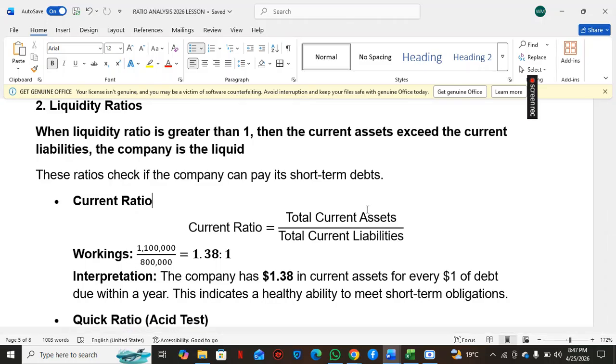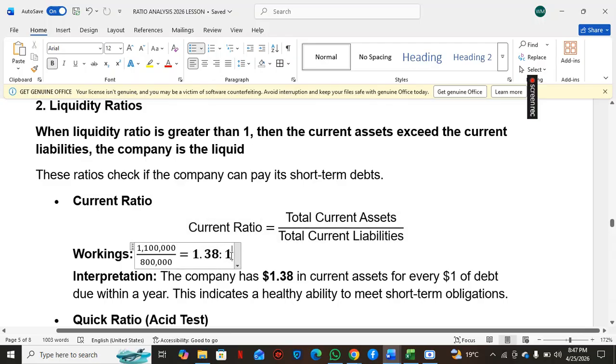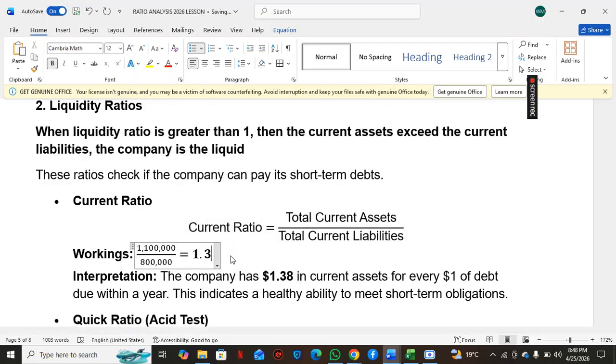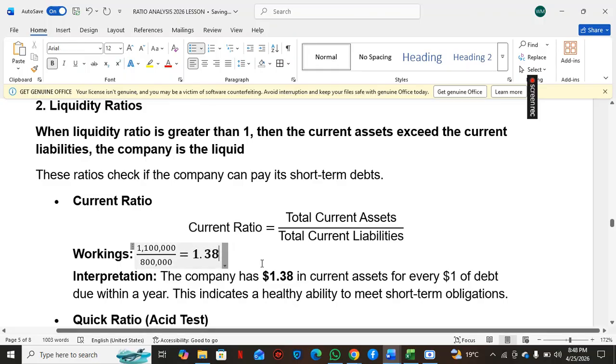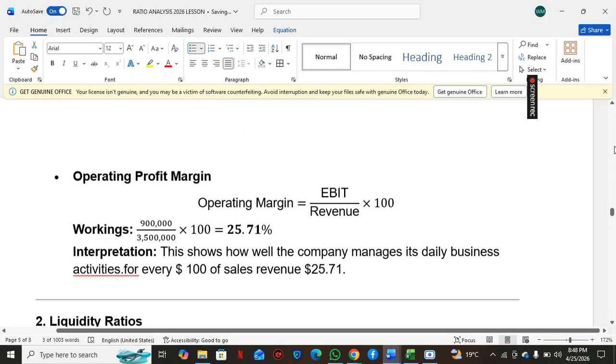I believe we've heard about working capital. Working capital, the money used for the day-to-day running of a business. And working capital is your current assets minus current liabilities. So with our current ratio, we're going to say total current assets. You go to the balance sheet.